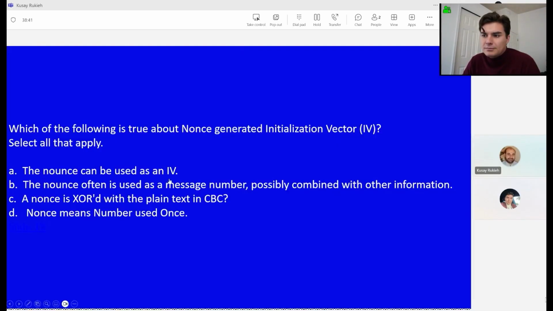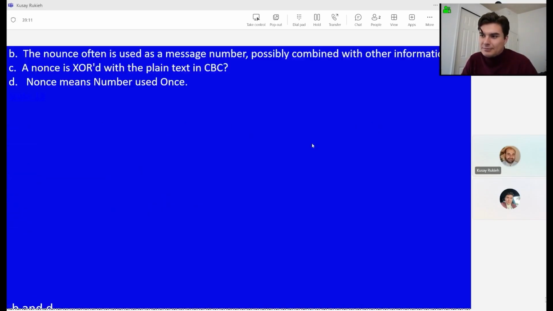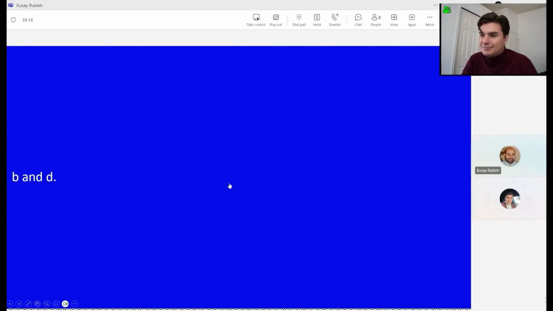So the nonce can be used as an IV, but not by itself. Remember, the nonce does not live by himself. He needs his roommate, which is the counter. So wouldn't the better answer be B? Okay, so the answer is B. Message number possibly combined with other information, which is the counter. Hence, this is why we have a counter mode. So yep, B and D would be a better answer than A and D. Excellent. B and D. Cool.